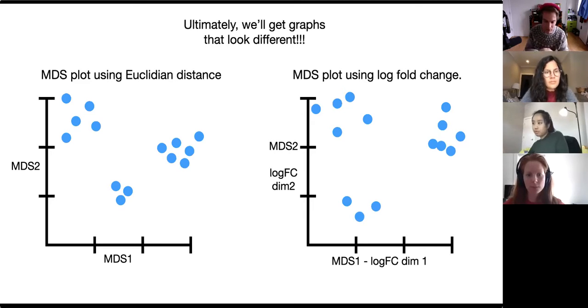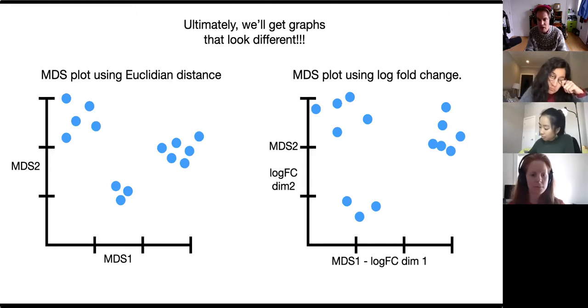If any of you are familiar with this thing in genetics called differential gene expression, there's a program called DESeq2 that people use to decide if genes are different from each other. By default, when you put in all of your data, it gives you this graph on the right. It gives you an MDS plot using the log fold change as the distance metric.